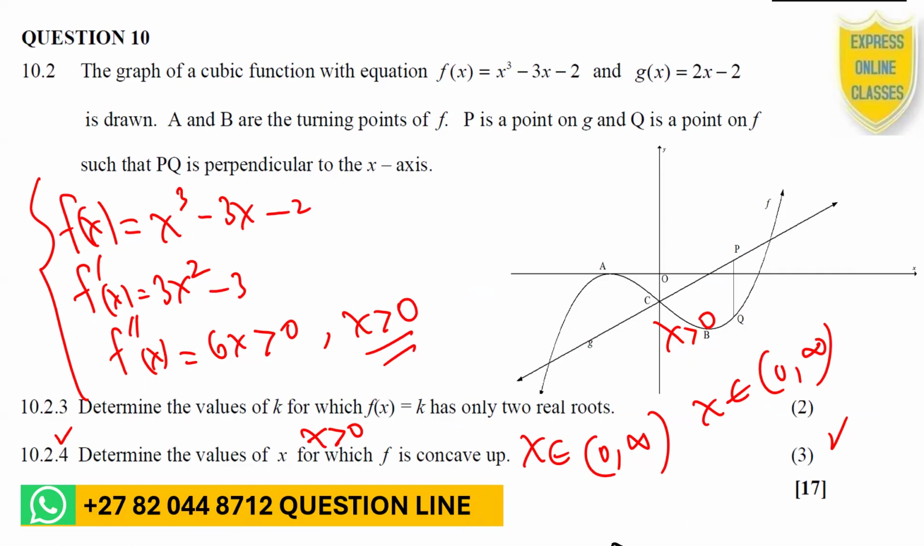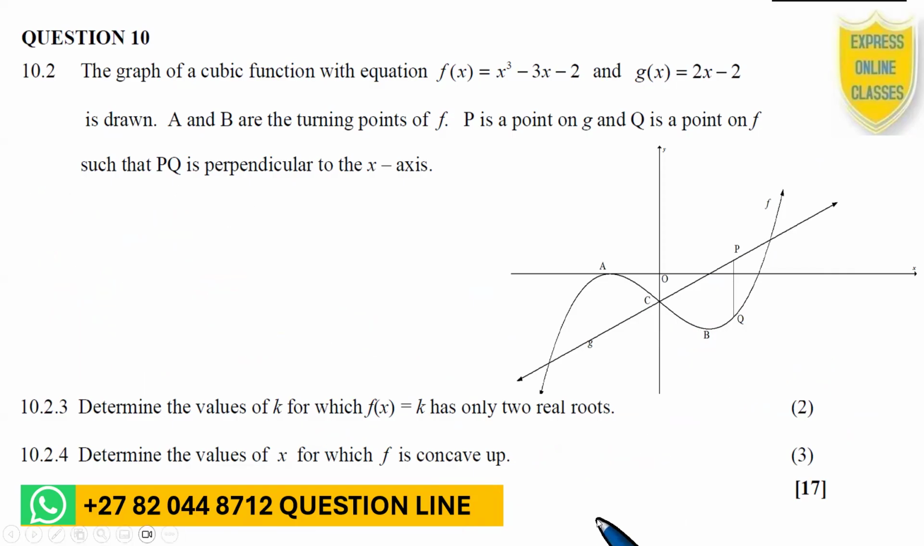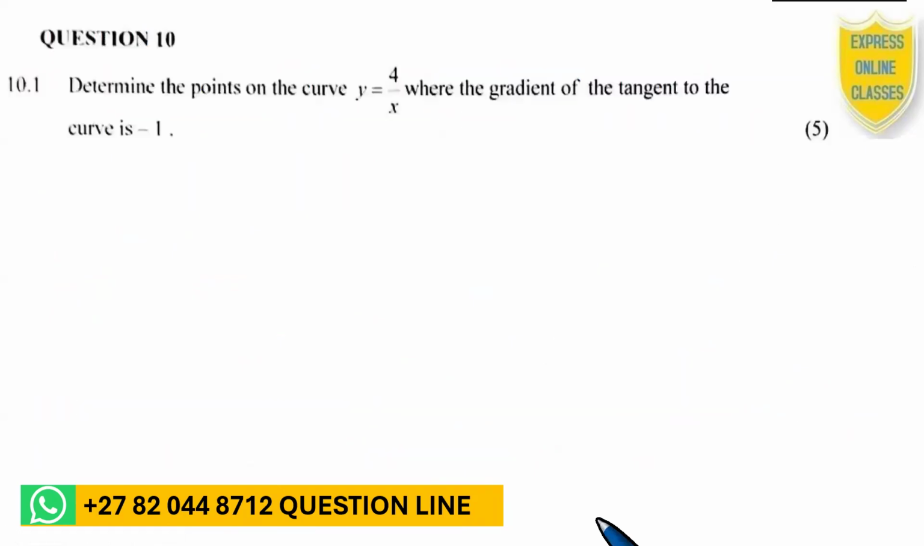Okay, let's look at the next question. Question 10. Determine the points on the curve y equals 4 for x where the gradient of the tangent to the curve is -1. 5 marks.